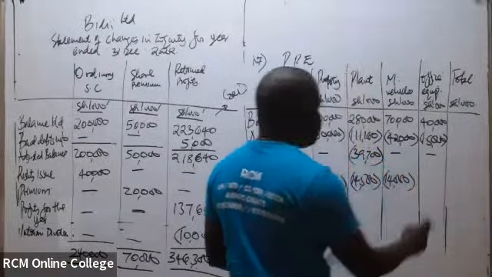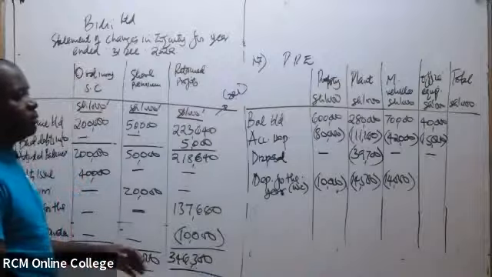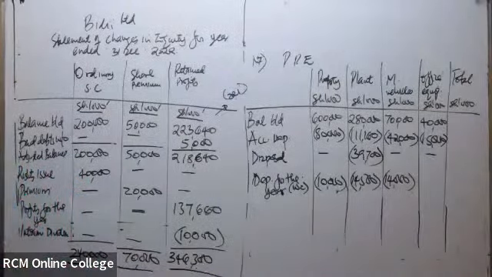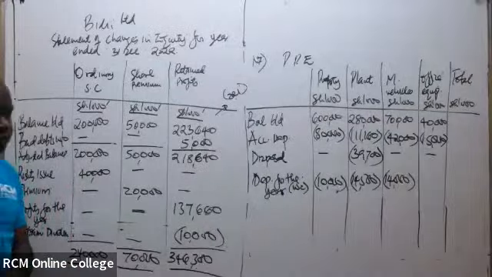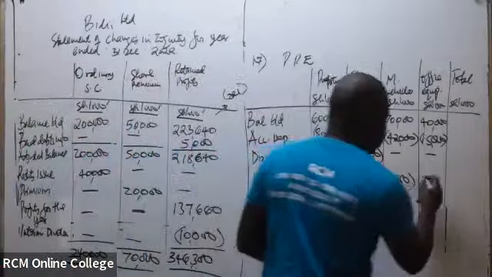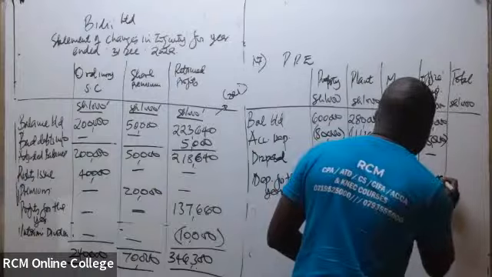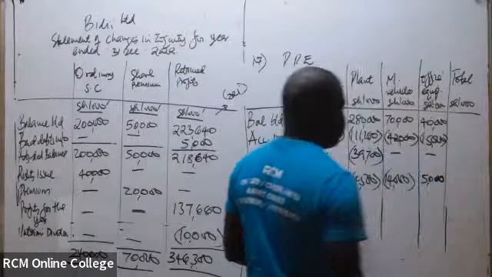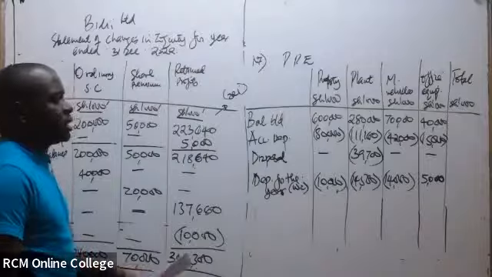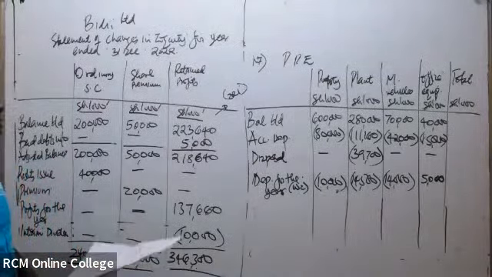What about in this case for office equipment? Office equipment, it was 5 million. It was actually 5 million.